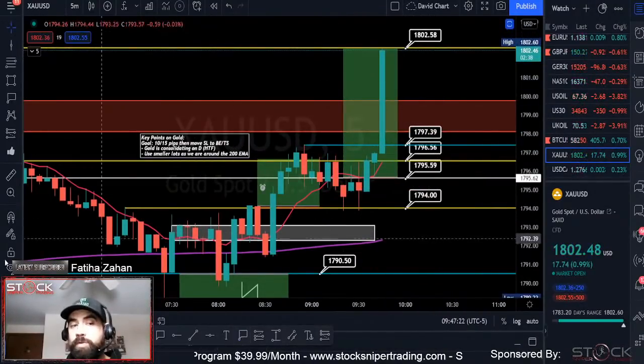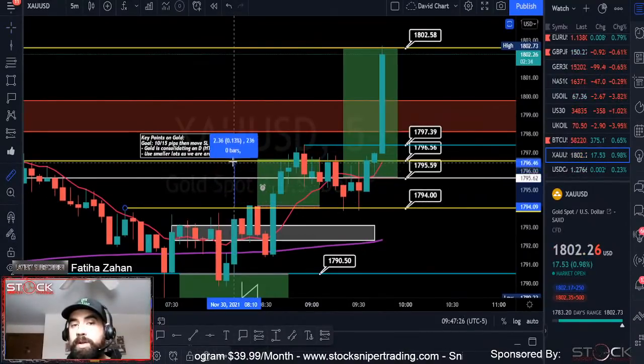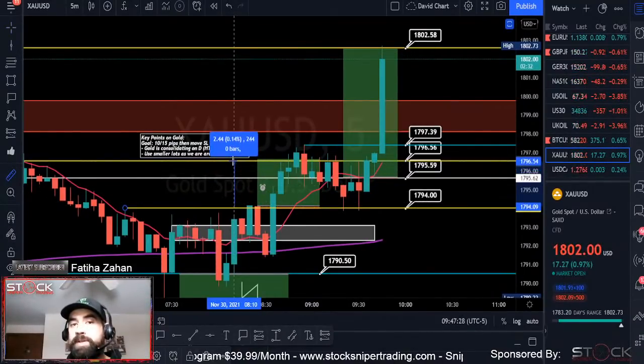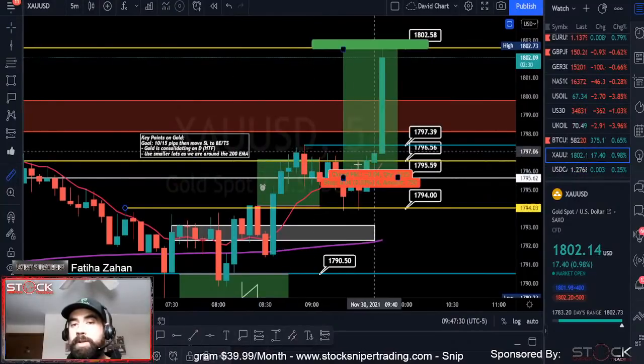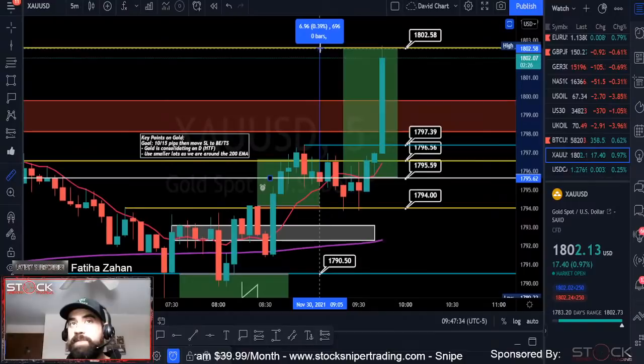Don't counter trade. If you want to know the pips, guys, on this, you got the overall trade right here. That thing ran about 24 pips. Okay. Then if you got in the re-entry, okay, 1795, look at this. That thing's running 60, 70 pips.